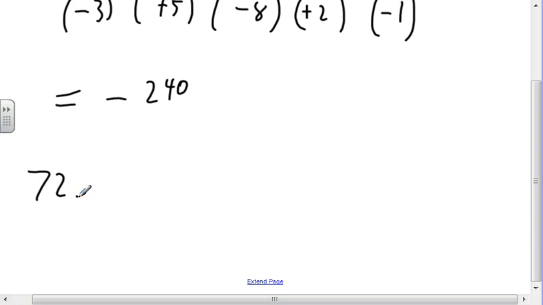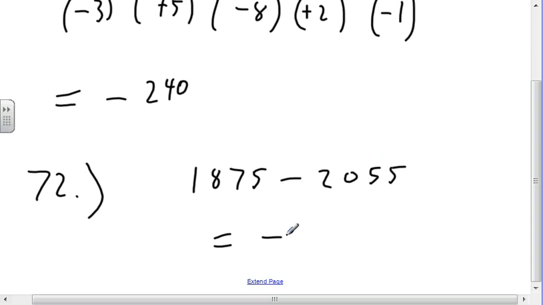During March, Mary's small business had an income and had expenses. Find her monthly profit. Okay, so she made this, and she lost that. And her monthly profit is going to be a negative number. Can I do it in my head? Probably. 1875 minus 2055 minus 180.